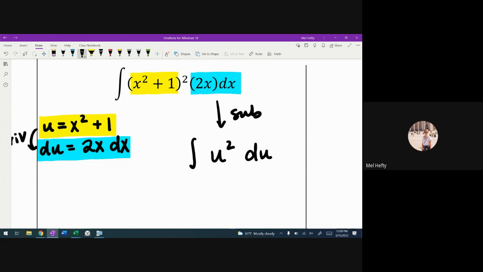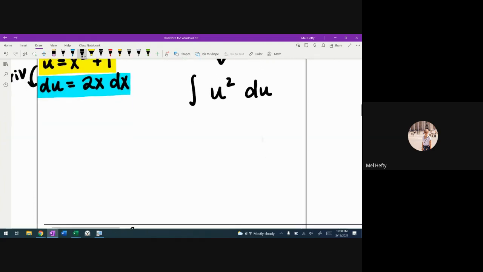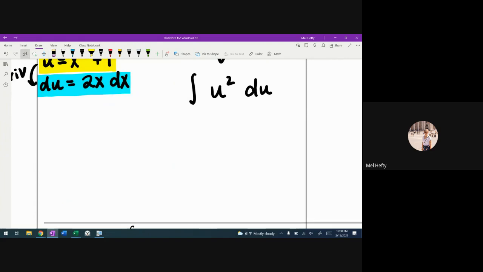All right, generally at this point in the question, I like to ask myself, does this look better? So if I'm thinking of things I would like to integrate, do you guys agree that u squared du looks better than x squared plus 1 quantity squared times 2x dx? I think it looks better. All right, so we're going to pretend we're just doing this question. How would you integrate u squared?